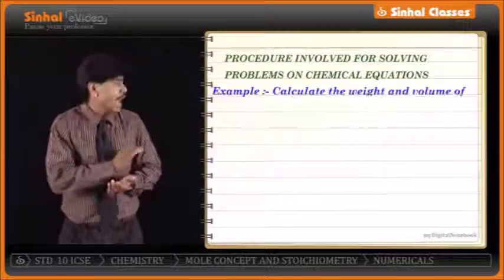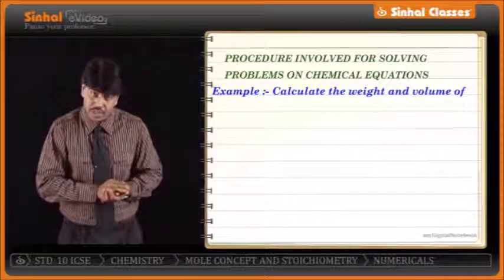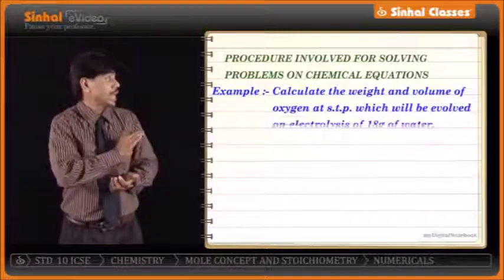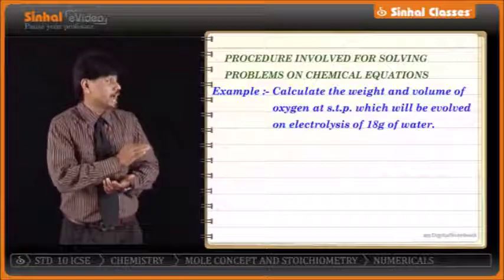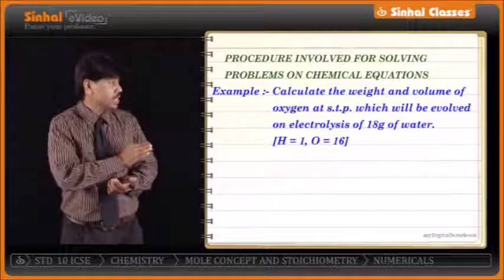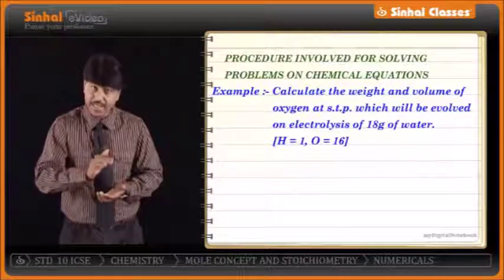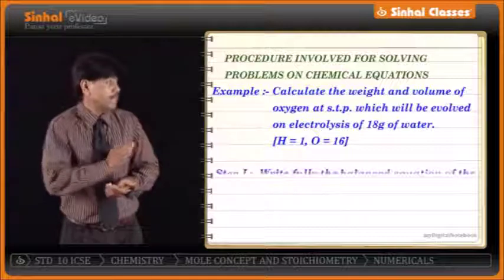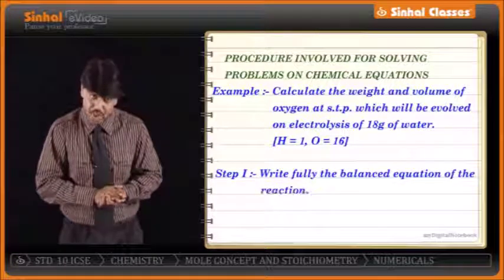Calculate the weight and volume of oxygen at STP which will be evolved on electrolysis of 18 grams of water. Hydrogen weight is 1, oxygen is 16. Now let's see the steps involved in it. Step number 1. Write the balanced equation of the reaction.